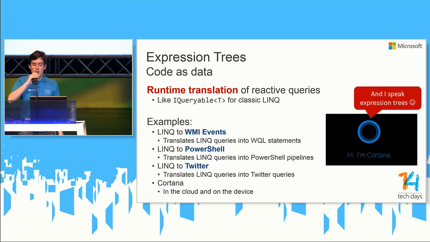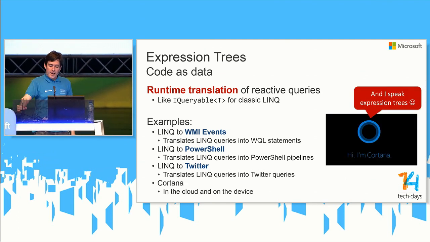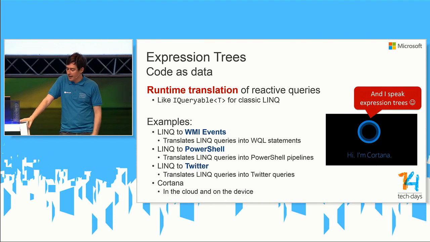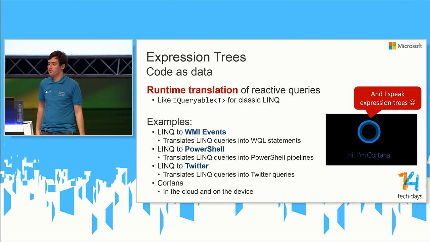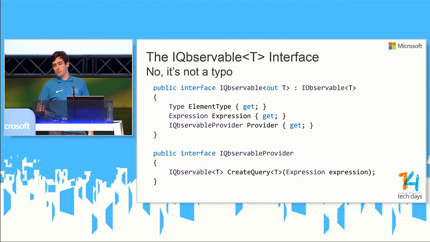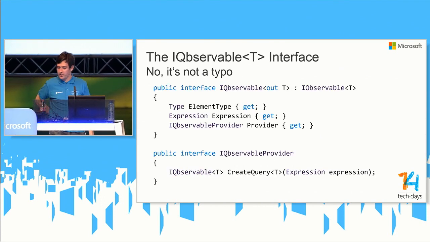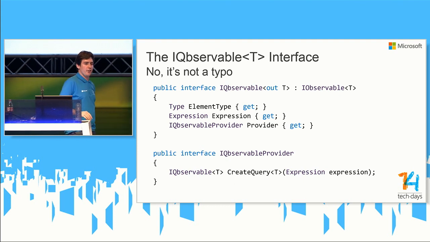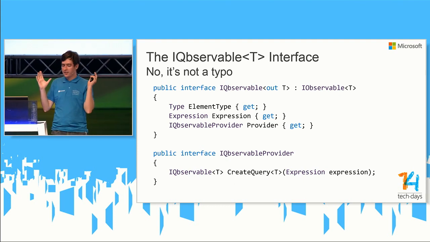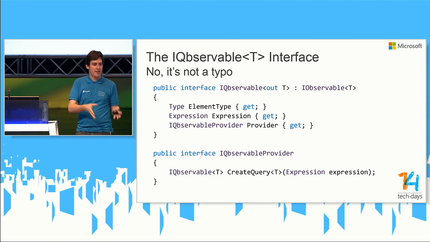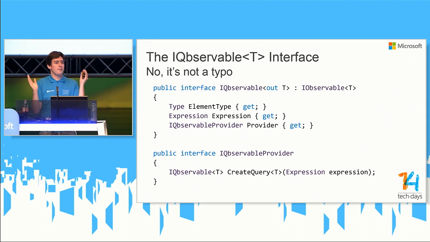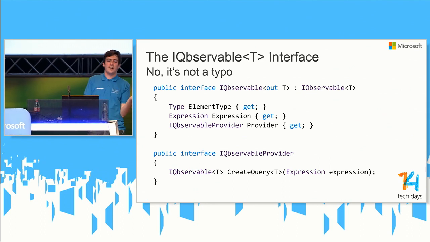Now, Cortana actually speaks expression trees, both on the device and in the cloud. And it uses exactly those abstractions that we've built for RX a couple of years ago, called IQbservable. Now, IQbservable is not a typo. It's just a little pun on something theoretical called homoiconicity, meaning that things that look the same have the same syntax, and you don't have to worry about implementation details. So whether you have an observable or an IQbservable, you write exactly the same code.